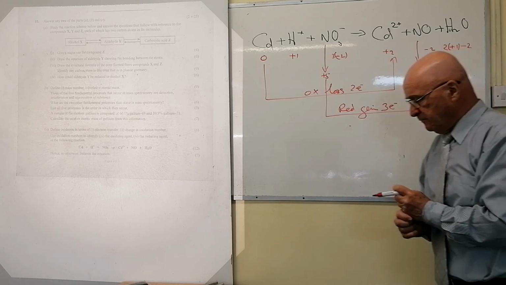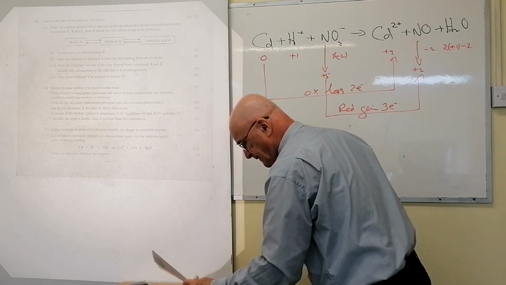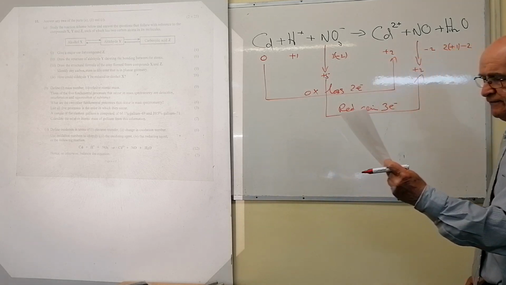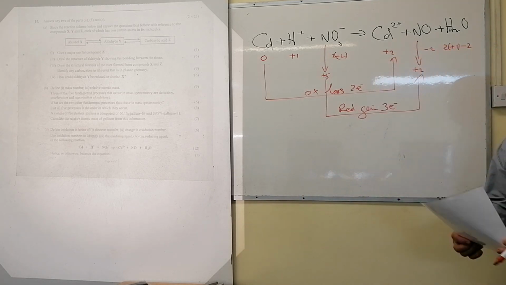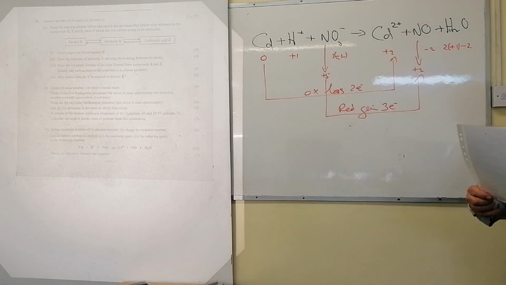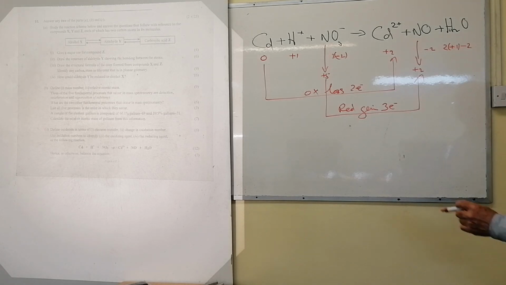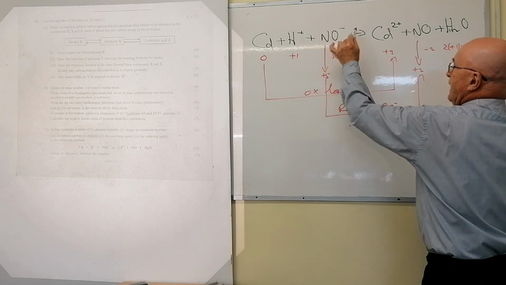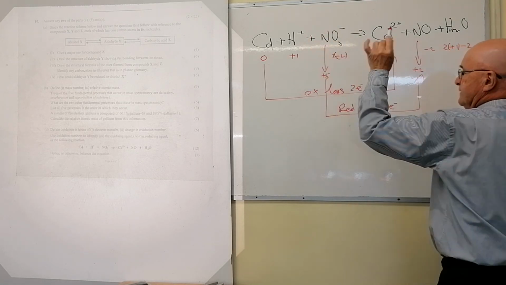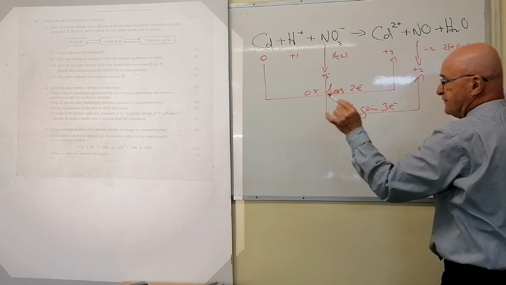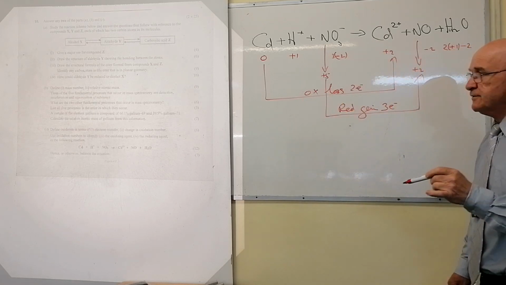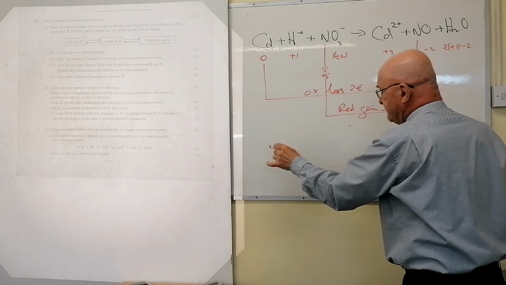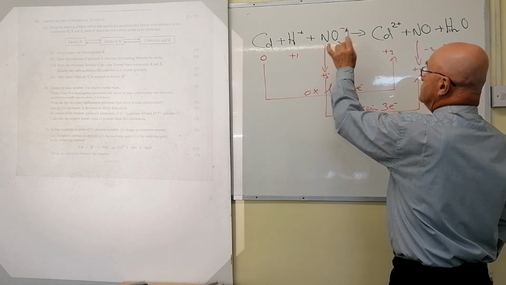Identify what is oxidized and what is reduced. The question asked me to use the oxidation numbers to identify the oxidizing agent and the reducing agent. The oxidizing agent has been reduced, so that's the oxidizing agent: NO3, the nitrate ion, NO3 minus. You'd have to write that down now in the Leaving Cert. You'd have to write down the oxidizing agent is NO3 minus.